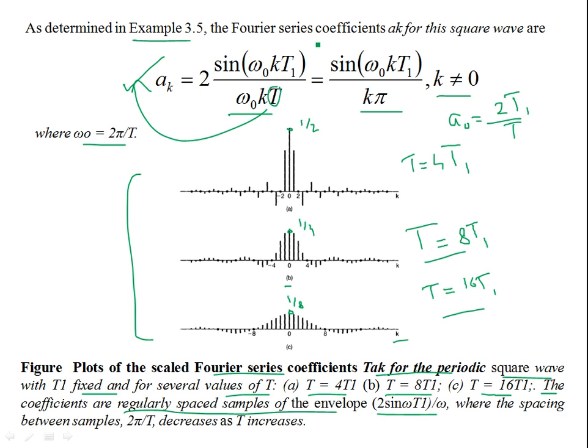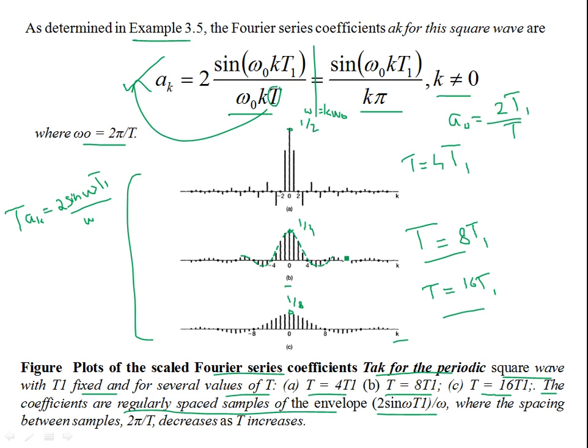Because if you replace k omega naught by omega, and bring this T to the other side, the envelope is T ak equals twice sine omega T1 divided by omega. It has the form of a sinc function. You can express this as a sinc function, and you can see how this envelope represents a sinc function.